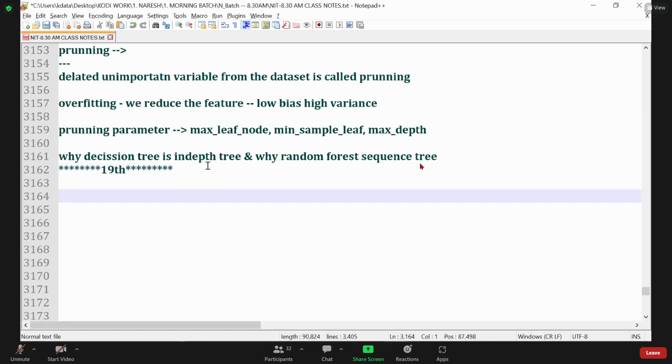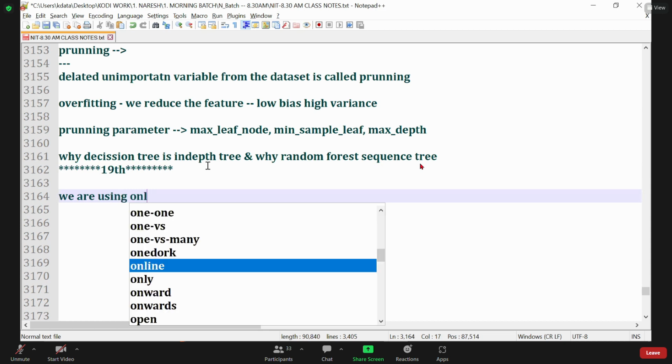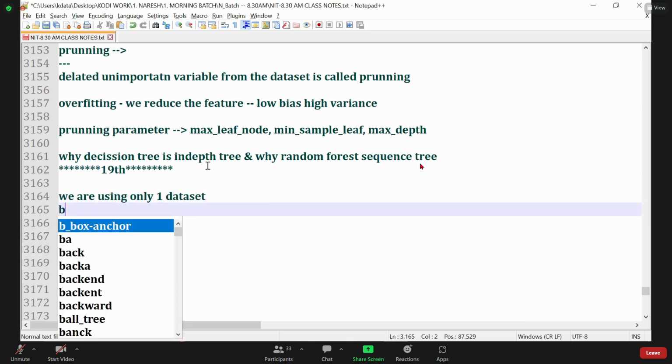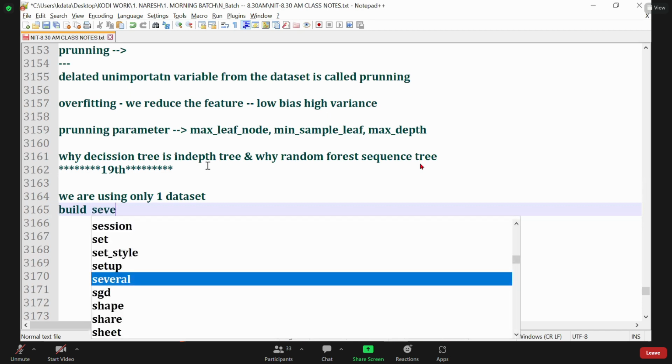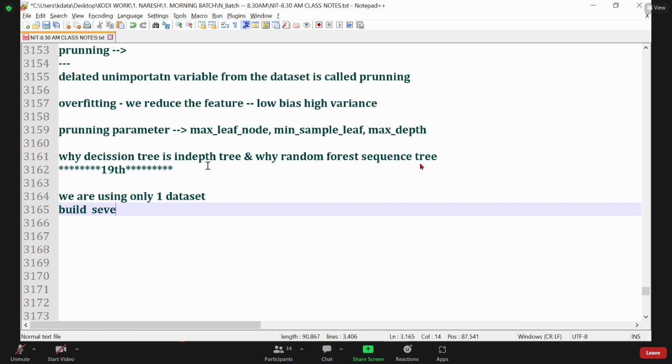So what we do, we are using only one data set and build several models, isn't it, guys? The same thing goes for real time as well. You have only one data set, you build multiple models. And every time we compare the accuracies of each model to another one, isn't it? Let's go ahead and do this.